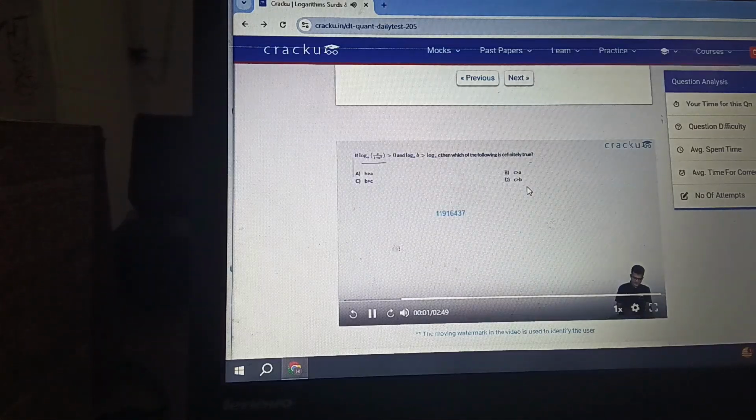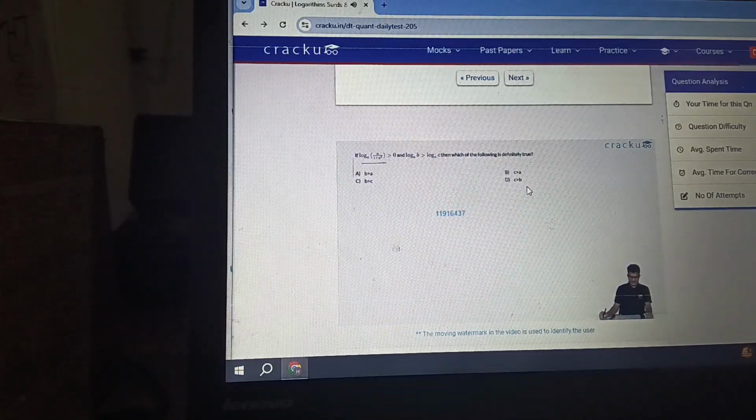In this question we are told that log of a by 1 plus a square to the base a is greater than 0, and we are told that log of b to the base a is greater than log of c to the base a, and we are required to calculate which of the following is definitely true. If you are looking at the inequality that is given to us, log of a by 1 plus a square to the base a is greater than 0.